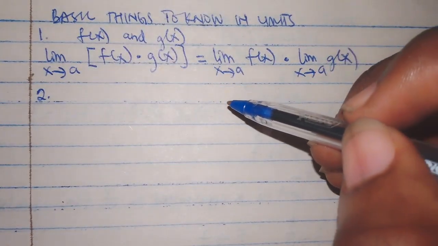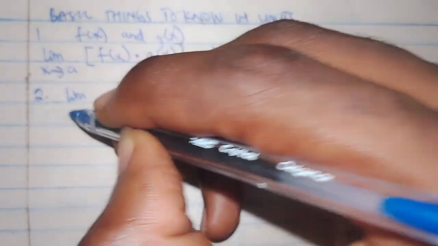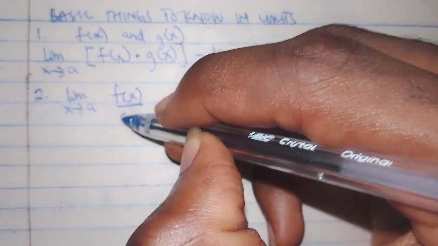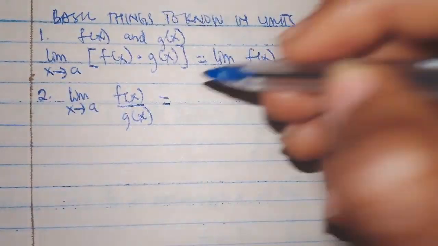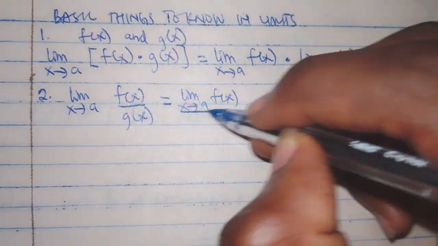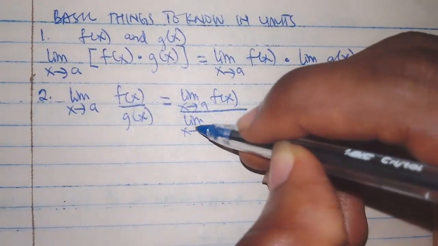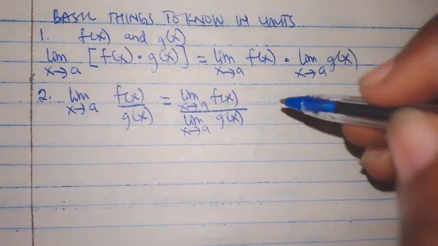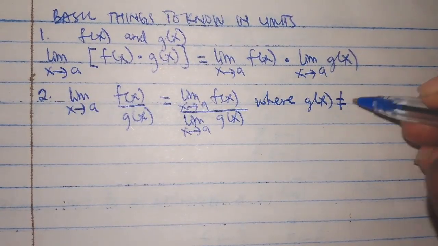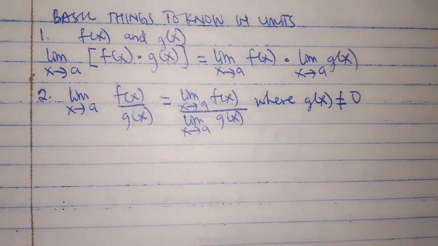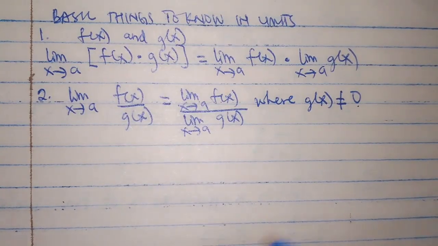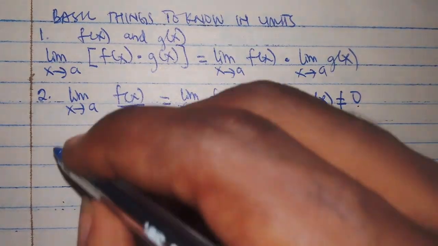And the next one we take is division. So with the same f of x and g of x, we are saying limit as x approaches a of f of x over g of x is equal to limit as x approaches a of f of x over limit as x approaches a of g of x, where g of x is not equal to 0. It's not equal to 0, because as soon as it's equal to 0, that makes this undefined.